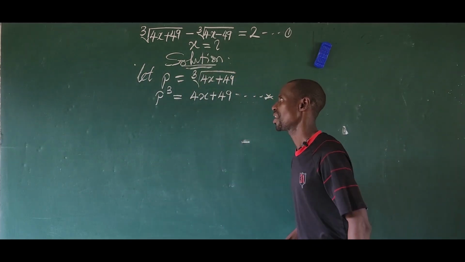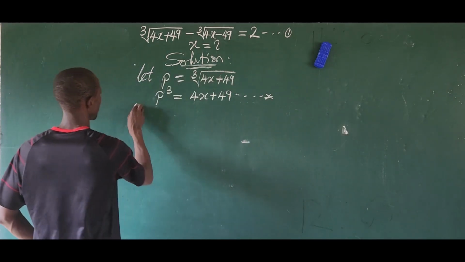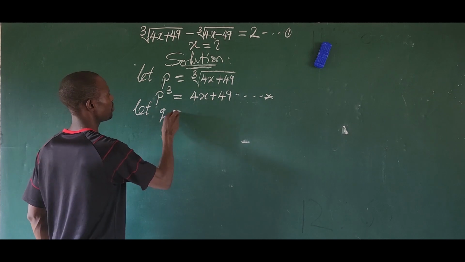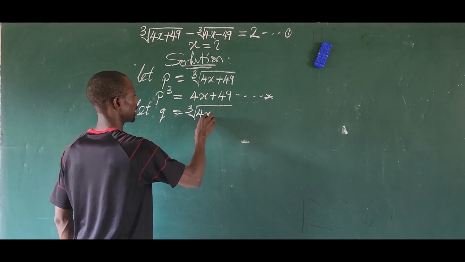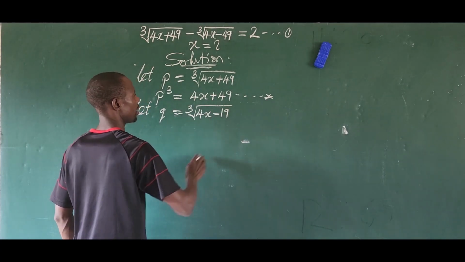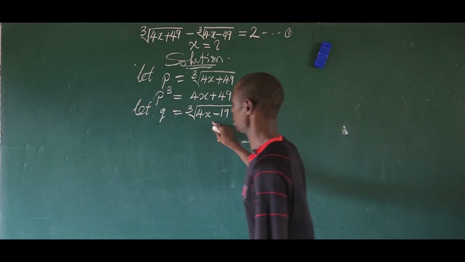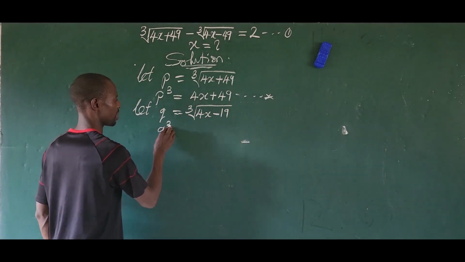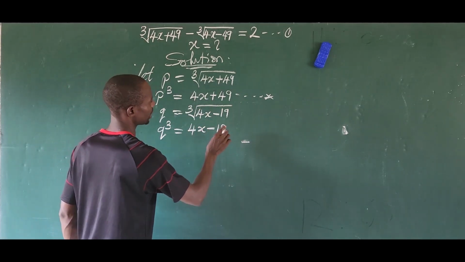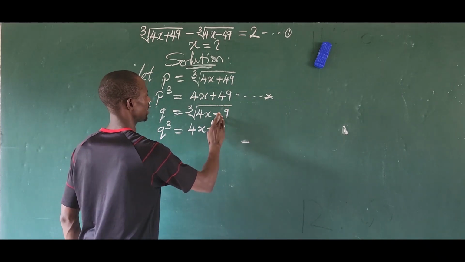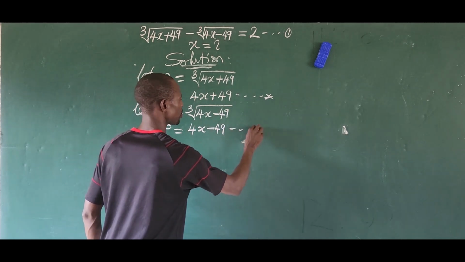Okay? Good. Now, I said we're going to bring another alphabet to represent this. So here, let q be equal to the cube root of 4x minus 49. All right. Now, with this again, we take the cube of both sides of the equation to expose this. So this is going to give us q to the power of 3 will now be equal to 4x minus 49. We have 49. Let's give this equation star.